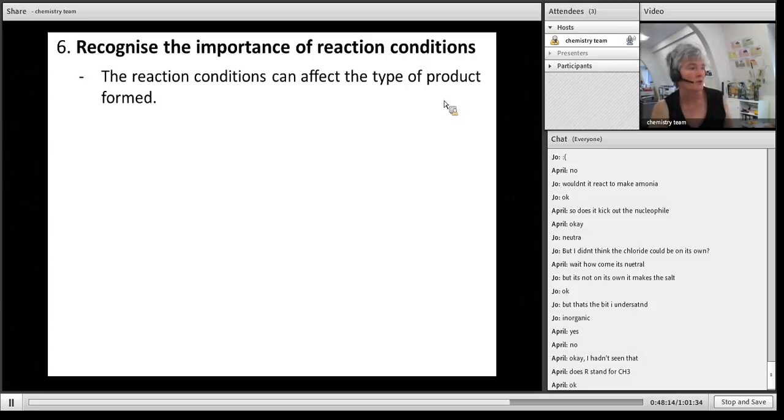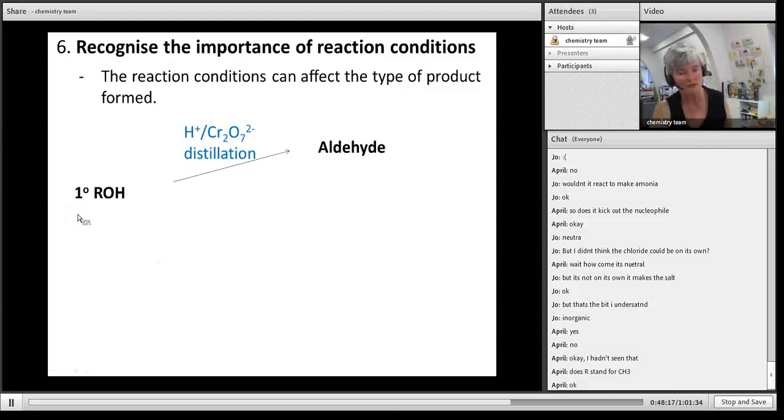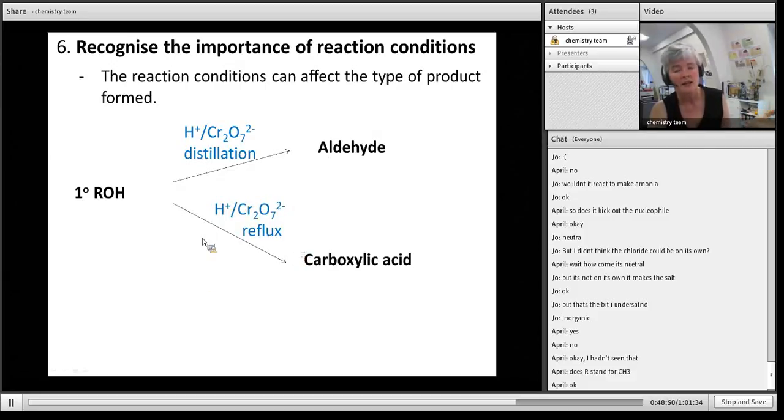Okay, so for example, if I take a primary alcohol. Now remember, we did primary about 2 lessons back, where it meant that the carbon the OH was attached to was bonded to only one other carbon. So if we have a primary alcohol and we distill it with a fairly moderate oxidizing agent like dichromate, we'll get the aldehyde. We'll oxidize it to the aldehyde. If I do it under reflux, it's going to get oxidized even further and go to the carboxylic acid. So if you just simply said, take this propanol and I add some acidified dichromate, I'm going to get the aldehyde.